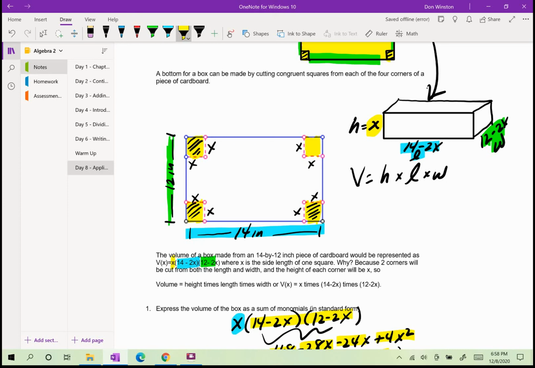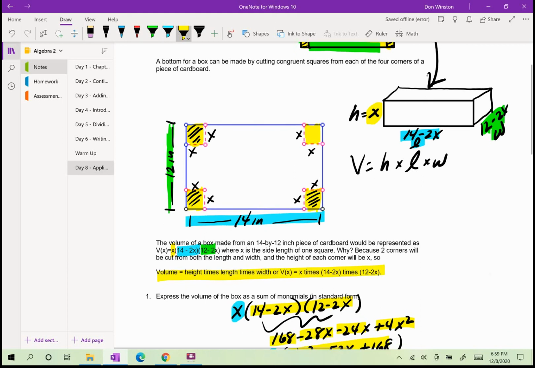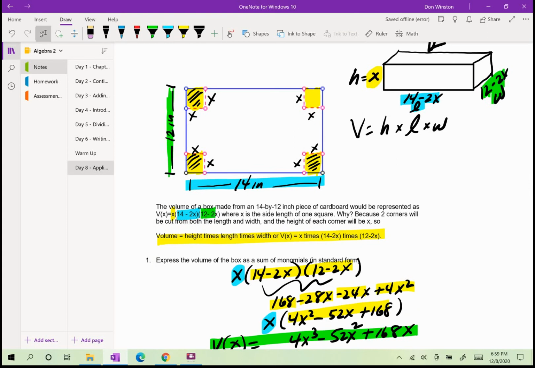So that's why that formula makes sense here. Okay. So volume then is going to equal x times 14 minus 2x times 12 minus 2x. All right. Now, in your test you'll have some problems to answer. So we want to express the volume of the box as a sum of monomials in standard form. In other words, we want to multiply height times length times width.